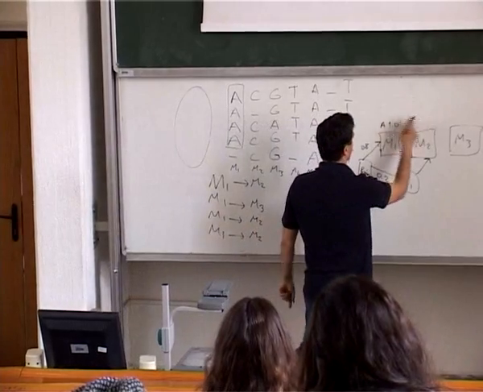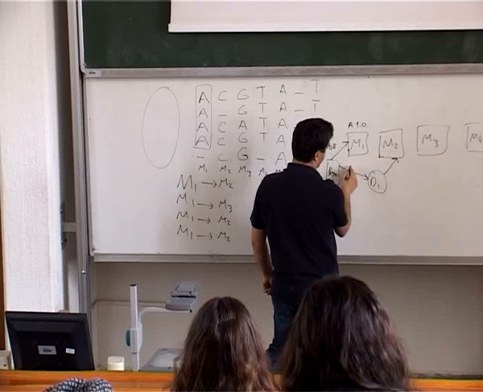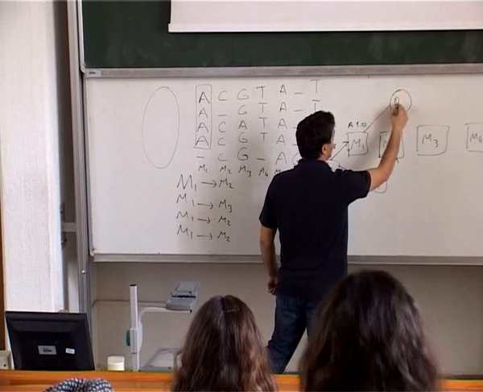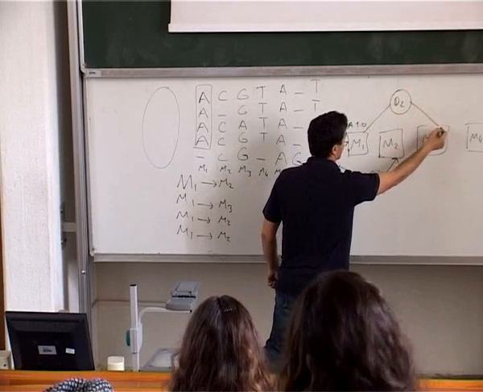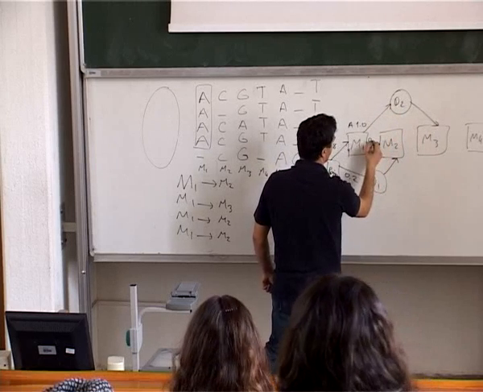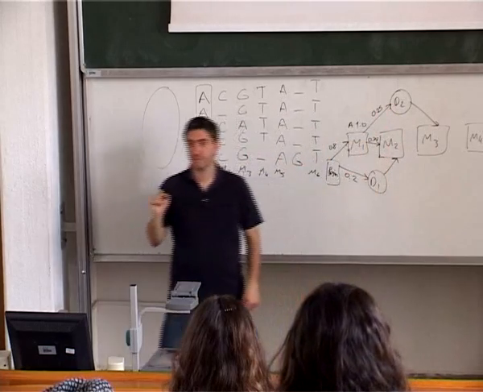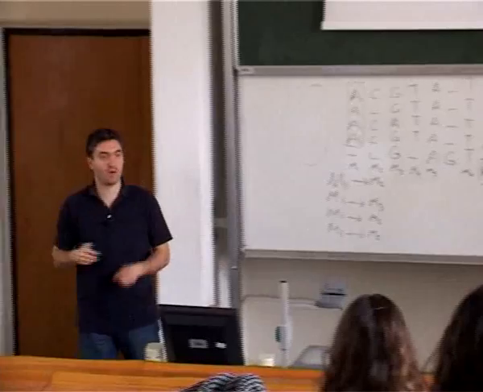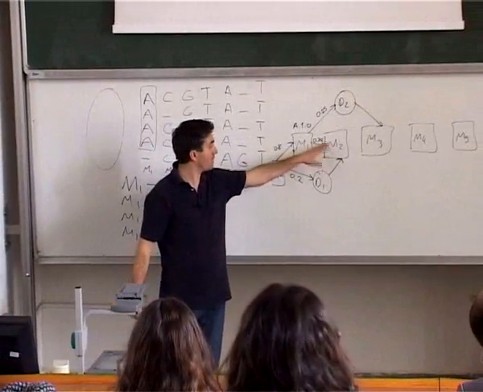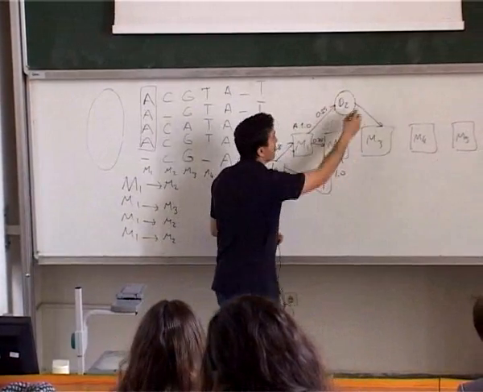I'm going to need another delete state here. Let me name it delete 2. And this is going to be 0.75, and this is going to be 0.25. Out of the 4 possible arcs going from M1, 3 of them go to M2, 1 of them goes to the delete state, and what we have here is 1.0.